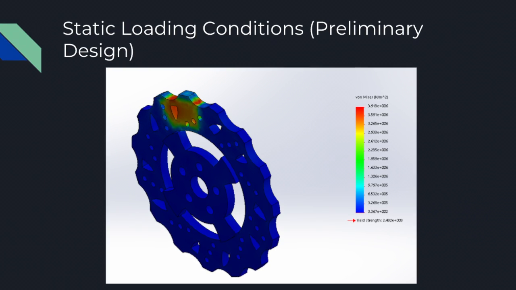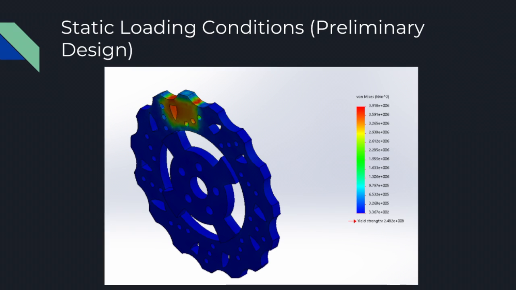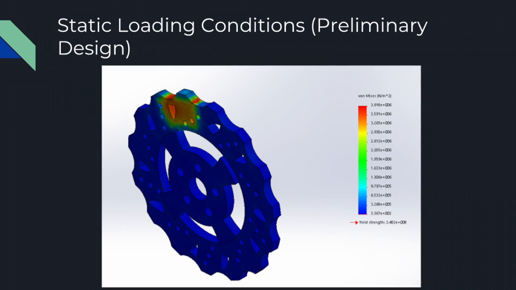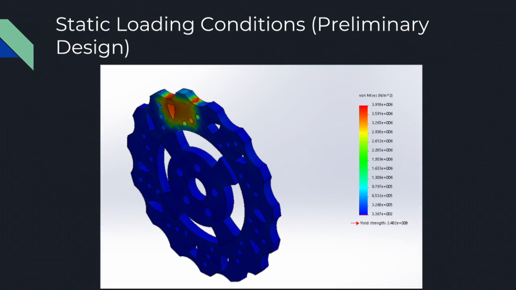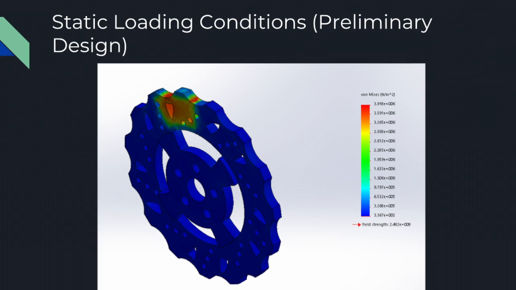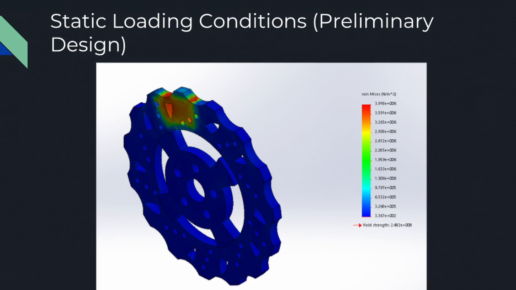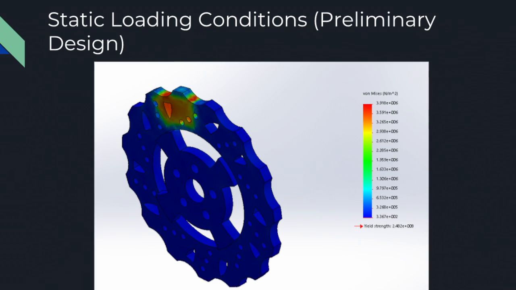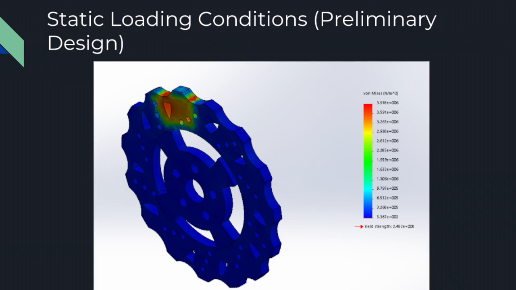This loading condition was calculated to stop our vehicle at a max speed of 300 kilometers per hour within 5 seconds. The max speed and braking time were obtained from our research on Formula vehicles. These times and speed are considered typical in Formula vehicles.